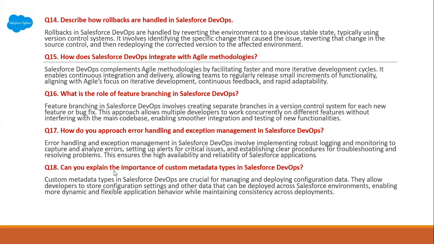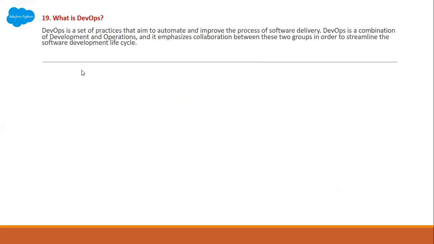Next question, can you explain the importance of custom metadata types in Salesforce DevOps? Custom metadata types in Salesforce DevOps are critical for managing and deploying configuration data. They allow developers to store configuration settings and other data that can be deployed across Salesforce environments, enabling a more dynamic and flexible approach while managing consistency across deployments.